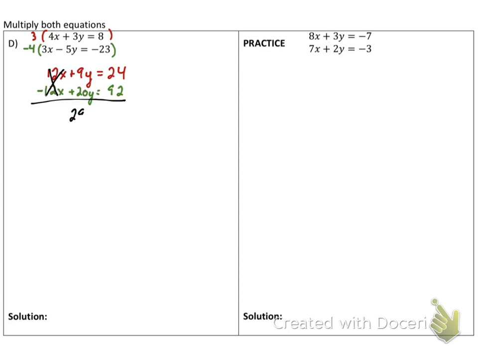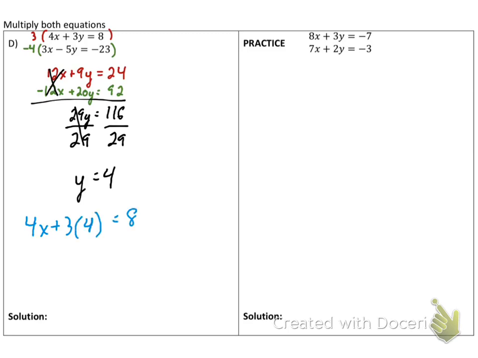9y plus 20y gives me 29y equals 24 plus 92, which is 116. Divide everything by 29. So if I divide by 29, I'm going to get y equals 4. And then I just pick an equation and plug that variable back in to solve for x. So if I have 4x plus 3 times y, instead of y I plug in 4, equals 8. I get 4x plus 12 equals 8. 4x equals -4. x equals -1. So the solution to that system is -1, 4.